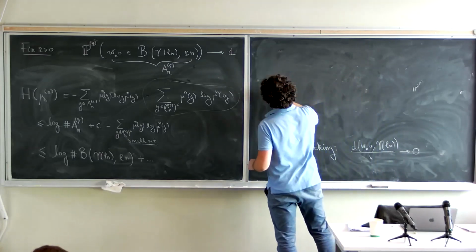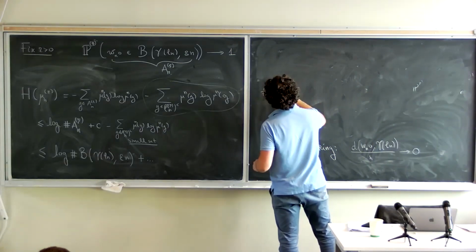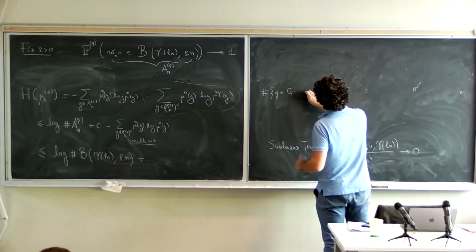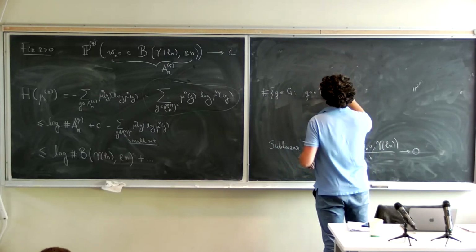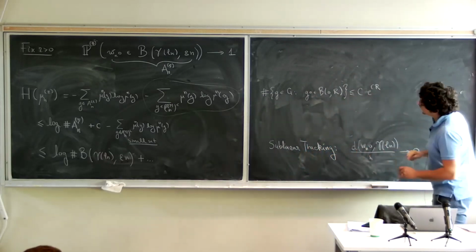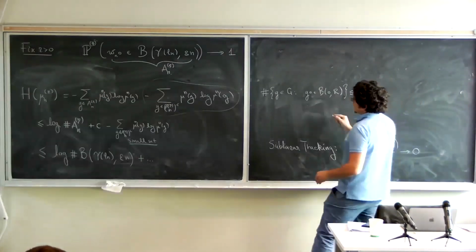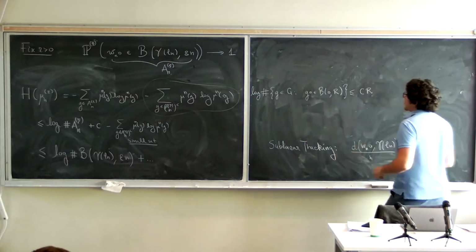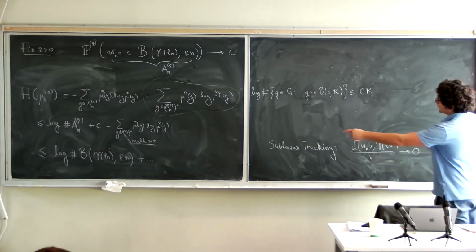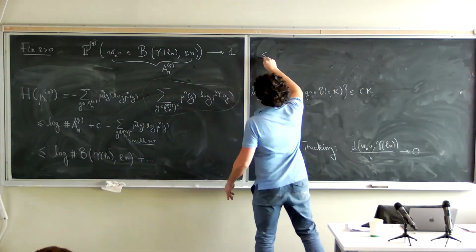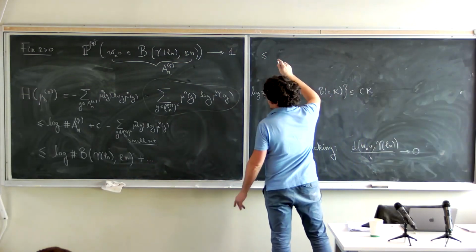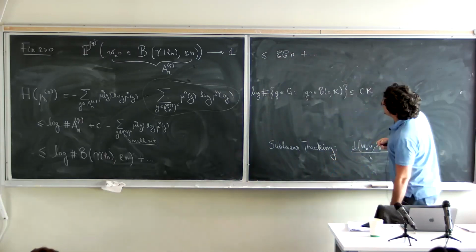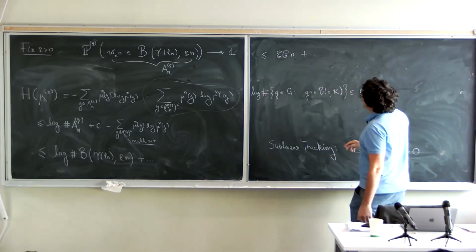Here recall that the number of elements g in G such that g o is in the ball around o of radius R was less than C e to the CR. So if you take the log of that, this is less than basically C times R plus something small. In any case, what I want to say is that this term is less or equal than epsilon C n, plus small order terms. Clearly, divided by n, this goes to 0.